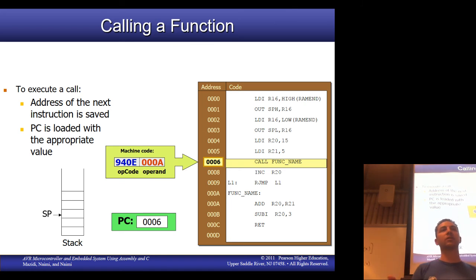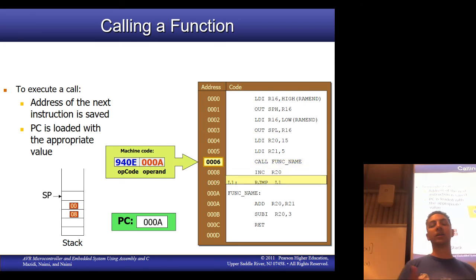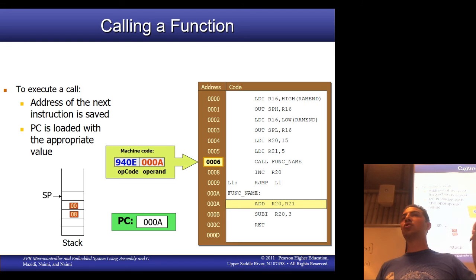It's at 6. It says, what's my next instruction? It's 8. So it takes 8 and it puts it on the stack. It saves it on the stack. Then it overwrites the program counter just like an unconditional jump would. So call is an instruction that is an unconditional jump, but also has an additional side effect. It's not unintended, it's very intentional. But it's a side effect of storing the return address on the stack.